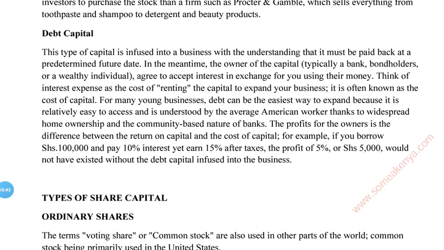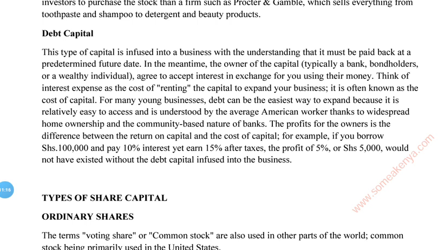For many young businesses, debt can be the easiest way to expand business. It is relatively easy to access and is understood by the average American worker, thanks to widespread home ownership and the community-based nature of banks. So the profit for the owners is the difference between the return on capital and the cost of capital.